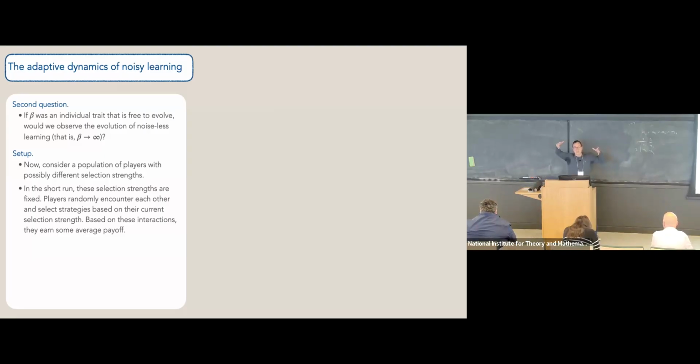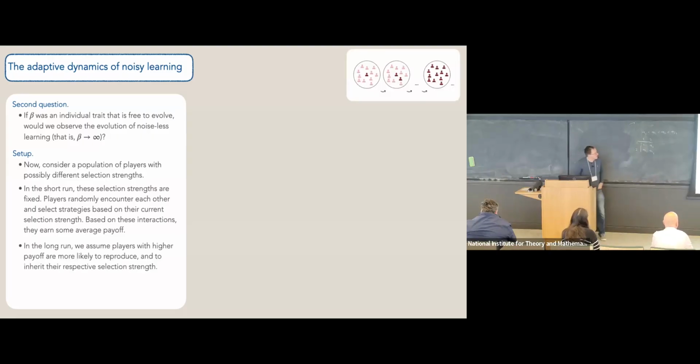And based on these interactions, they earn some long-run payoff. And then, just as in usual models, we assume that those players with a high payoff, with a high fitness, are more likely to reproduce, and the offspring inherits their beta plus minus some small mutation. Also, beta is now a continuous variable, so we don't have these two types of beta anymore. We have a continuous beta. So now we actually need adaptive dynamics. And you can just simulate this process.